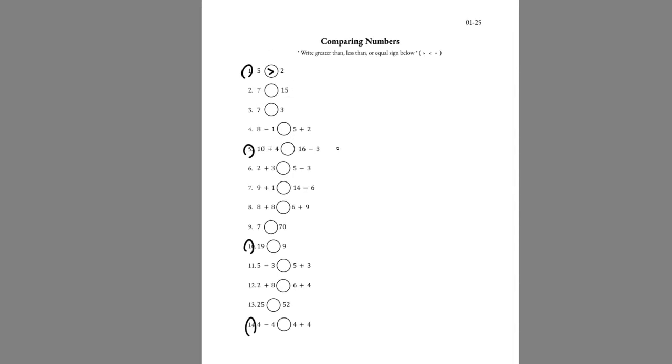Now, 10 plus 4 or 16 minus 3, which is greater? Or are they equal? Well, we can first simplify these two sides by adding this side and subtracting this side. 10 plus 4 is 14 on the left side, and 16 minus 3 is 13 on the right side. We can clearly see that 14 is the bigger one, so we write a greater than symbol, because 14 is greater than 13.